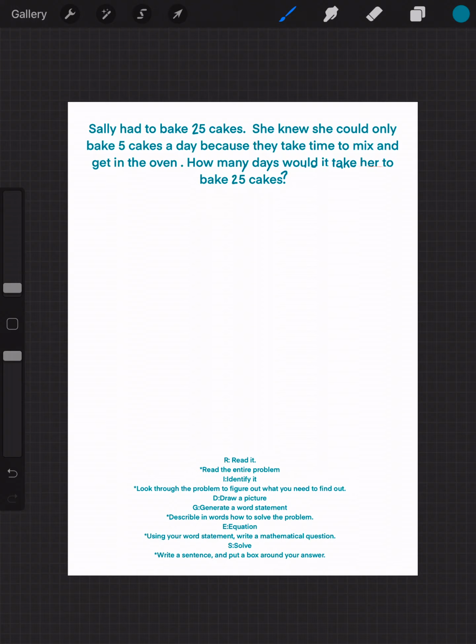Solving this word problem using the RIDGES strategy. So the first step in the strategy is R, read it. So we're going to read the entire problem.